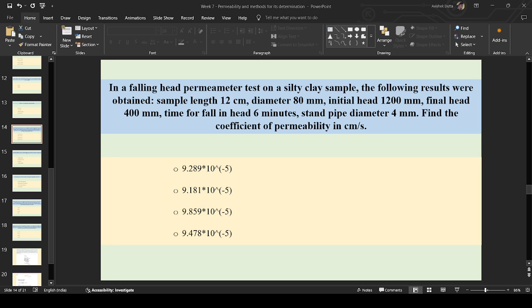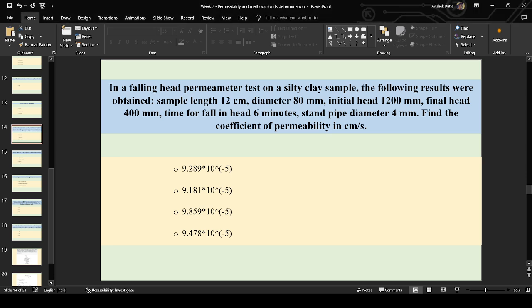Yes, this is a numerical, falling head test. In a falling head permeameter test on a silty clay sample, the following results were obtained. Sample length 12 centimeter, sample diameter 80 millimeter, initial head 1200 millimeter, final head 400 millimeter. Time for fall in head is 6 minutes and the standpipe diameter was 4 millimeter. Find the coefficient of permeability in centimeter per second.